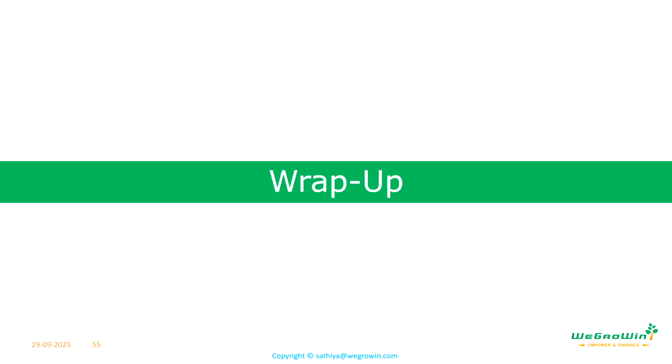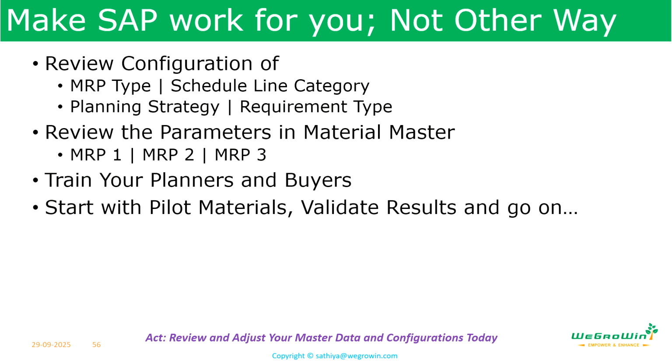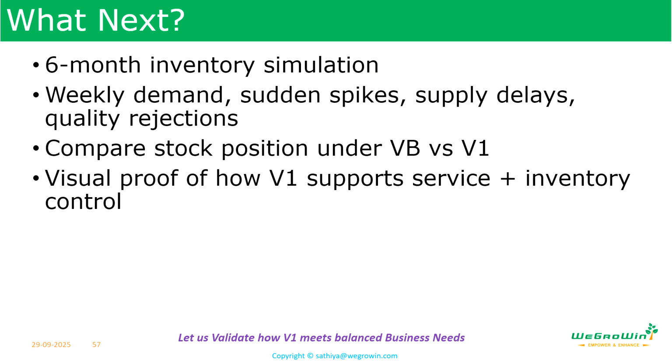So let us wrap up the session. To make SAP work for you, what is the action point? Review the MRP types in your system for ROP materials using strategy 40 or schedule lines set to CP. Check planned delivery lead time and scheduling parameters. As a pilot run, pick 1 or 2 materials and test them. You can see the results immediately. And then with validation, you can proceed and extend it to other materials. I just told you, start with the pilot run with 2 or 3 materials.